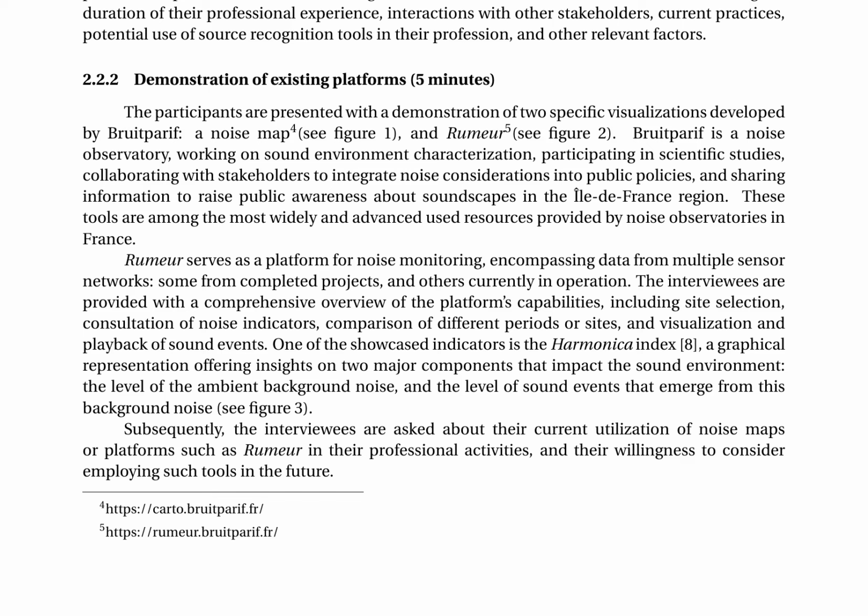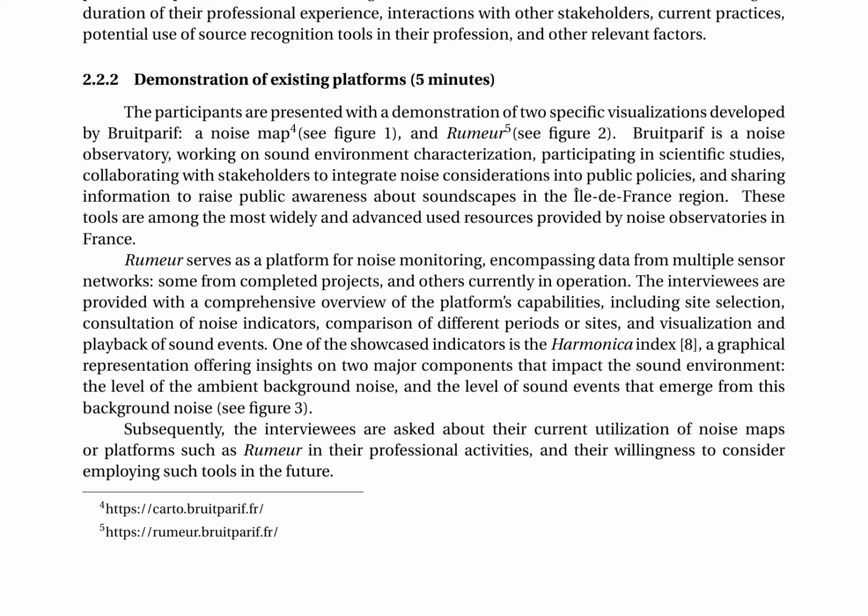UMRAE features the harmonica index, a graphical representation that highlights the impact of 2 major components on the sound environment: the ambient background noise level and the level of sound events emerging from this background noise, as depicted in Figure 3. After the demonstration, participants were asked about their current utilization of noise maps or platforms like UMRAE in their professional activities and their willingness to consider employing such tools in the future.